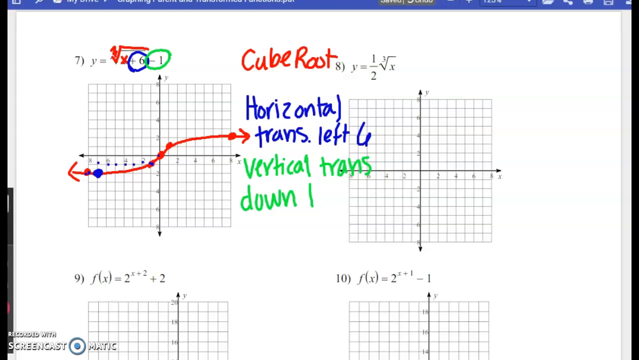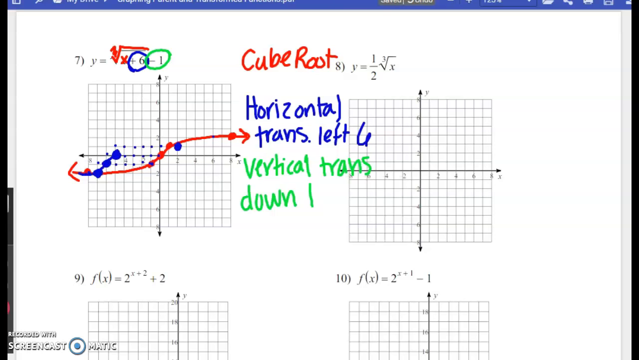This point at the origin is going to go left 6. 1, 2, 3, 4, 5, 6, and down 1. This point at 1, left 6, 1, 2, 3, 4, 5, 6, down 1. And lastly, this point way over here, I'm at 8, left 6, 1, 2, 3, 4, 5, 6, down 1.